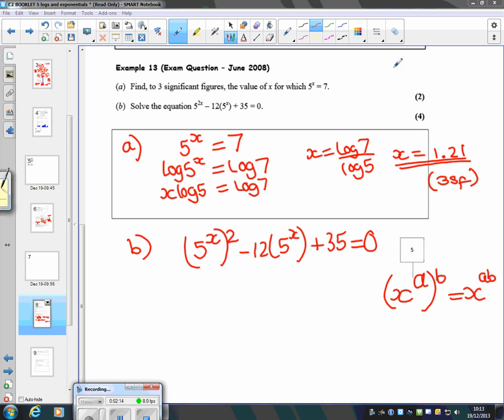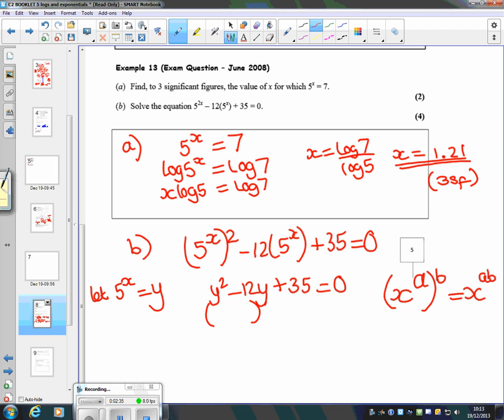and if we let that 5 to the power x equal y, then we would have y squared minus 12y plus 35 equal to 0, and we've just got a quadratic equation which you'll be really familiar with solving by factorising.